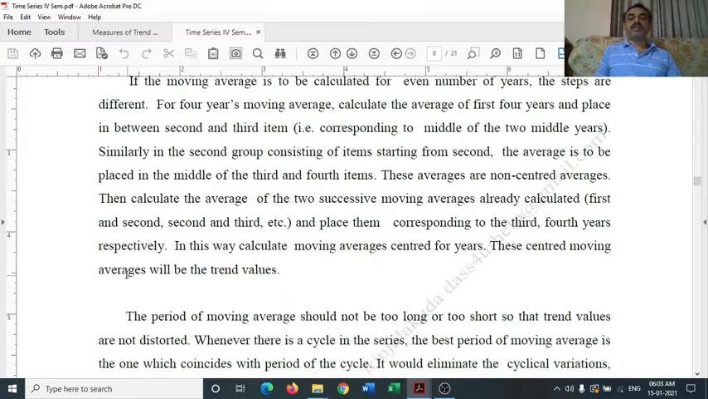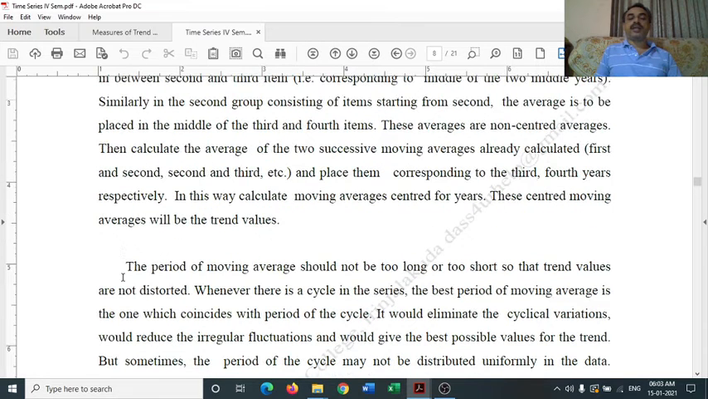So what is a centered moving average? The centered moving average is the average of the non-centered moving averages. In the case we discussed earlier, the first non-centered moving average has been placed in between 92 and 93, and the second non-centered moving average has been placed in between 93 and 94.